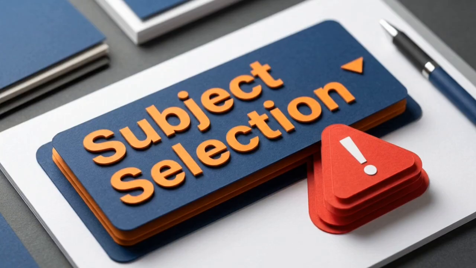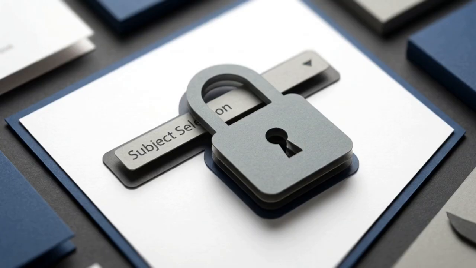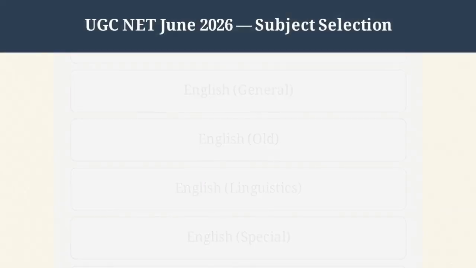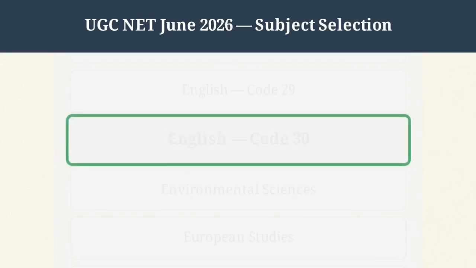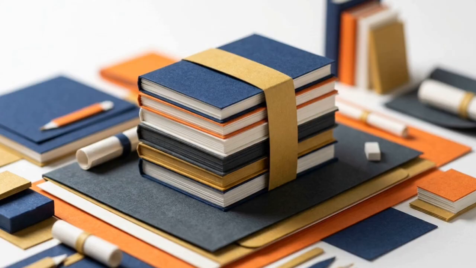Now we reach the subject selection dropdown. This is a critical, irreversible step. Whatever you choose here cannot be changed later. The portal lists dozens of subjects, and several of them contain the word English. Do not click the first generic English option you see. As you scroll through this menu, you are looking for exactly one item: English, subject code 30. This is the specific code mandated for English literature candidates. Locking in code 30 means you are committing to the specific 10-unit literature syllabus.